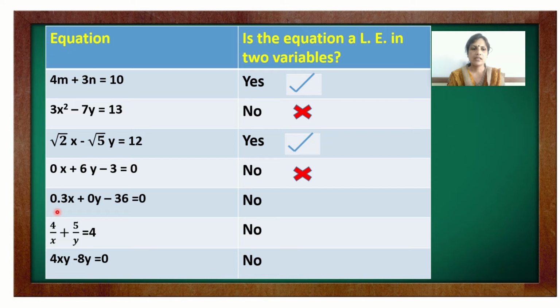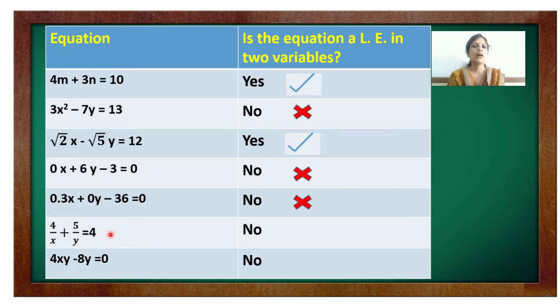Have a look at the next equation. 0.3x plus 0y minus 36 is equal to 0. Again, if you compare this with the standard form, the value of b is given as 0. So it is not a linear equation in two variables.